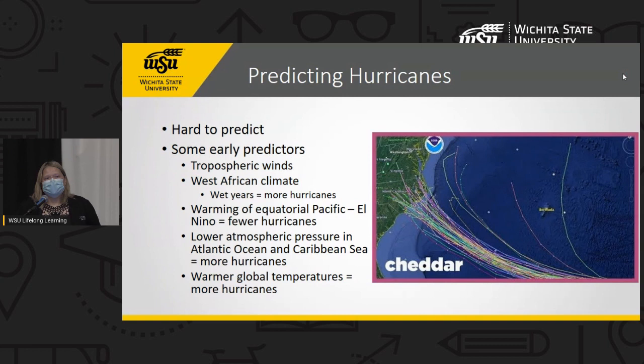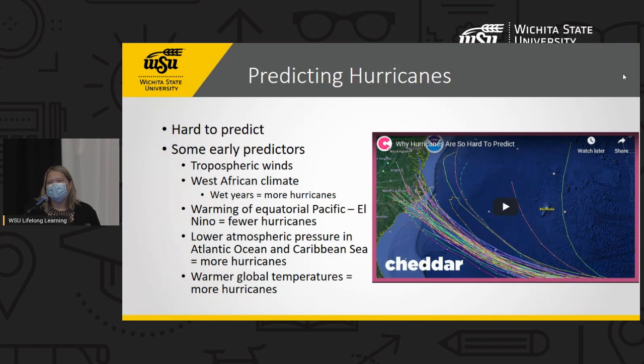So hurricanes are still very hard to predict. However, they are quite a bit easier to predict, and they're more accurate at predicting hurricanes than they are most of the other natural disasters that we looked at, especially earthquakes. So meteorologists, they look at some early predictors for how bad a hurricane season is going to be. And they measure things like the tropospheric winds. They look at the West African climate. If it's been really wet in the past year, that means that there's going to be more hurricanes.